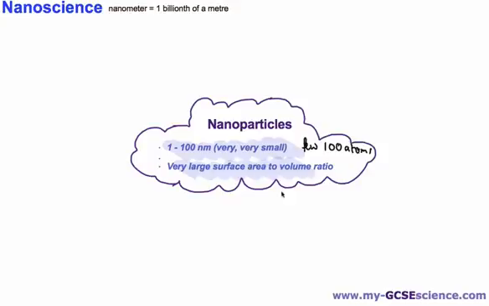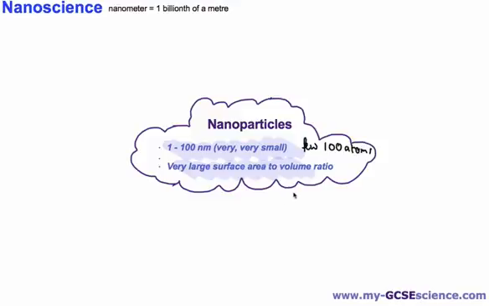The other thing you need to know about them is that they have a very large surface area to volume ratio. What that means is, for the amount of material you have, a very massive surface area, and if that surface area is useful for something, then that makes them very useful.